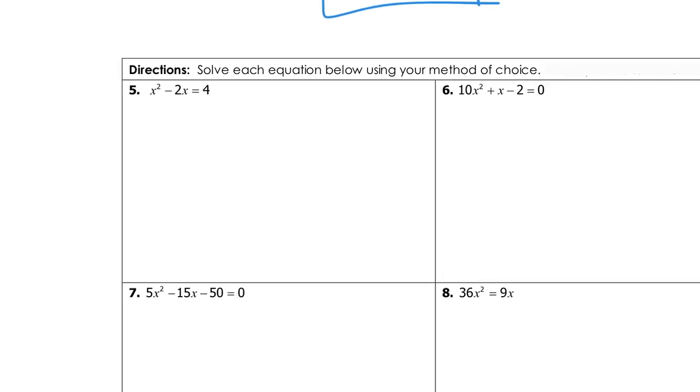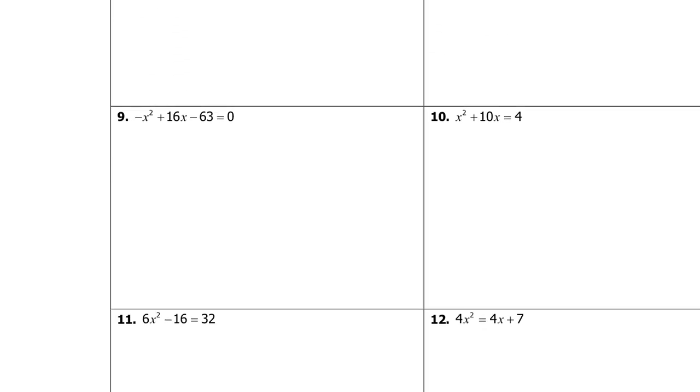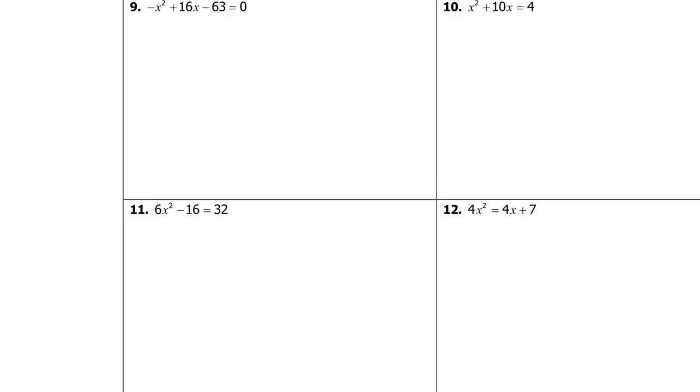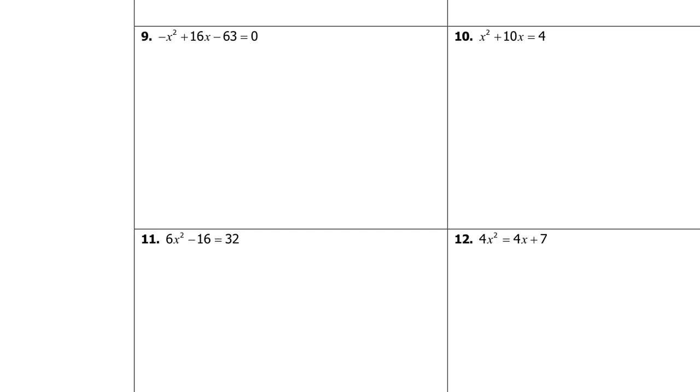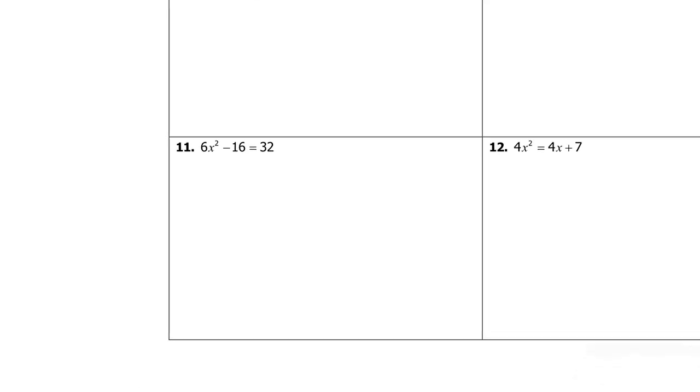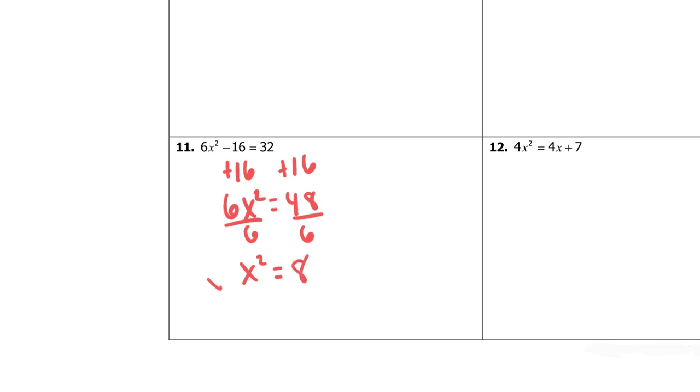I'm going to look through these and look to see if any of them are good for square roots. So I'm looking to visibly see if any of them are missing the x term. So actually number 11, it does not have an x term. So we're going to add 16 to both sides. So we have 6x squared equals 48. We're going to divide by 6 because we want to isolate the squared part. And we have x squared equals 48 divided by 6, which is 8. And then we're just going to square root it.